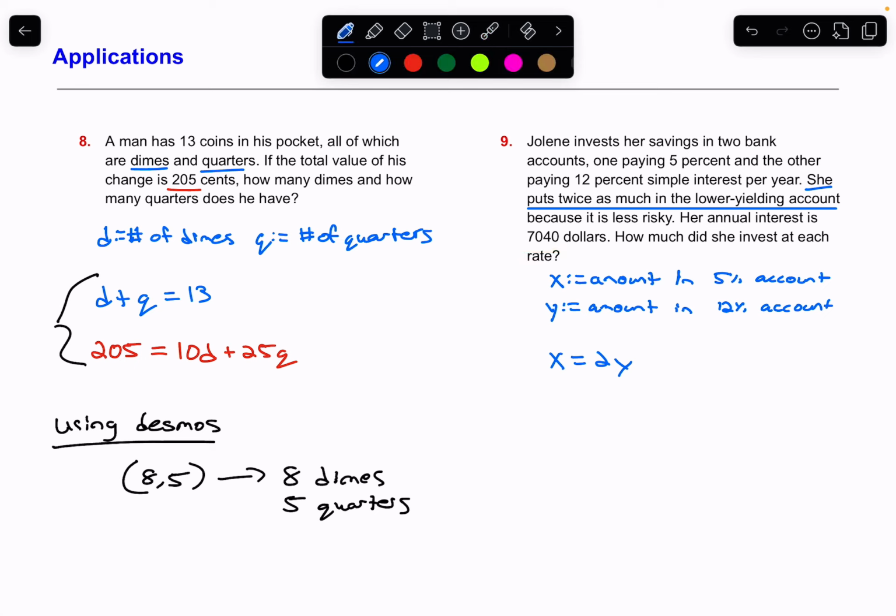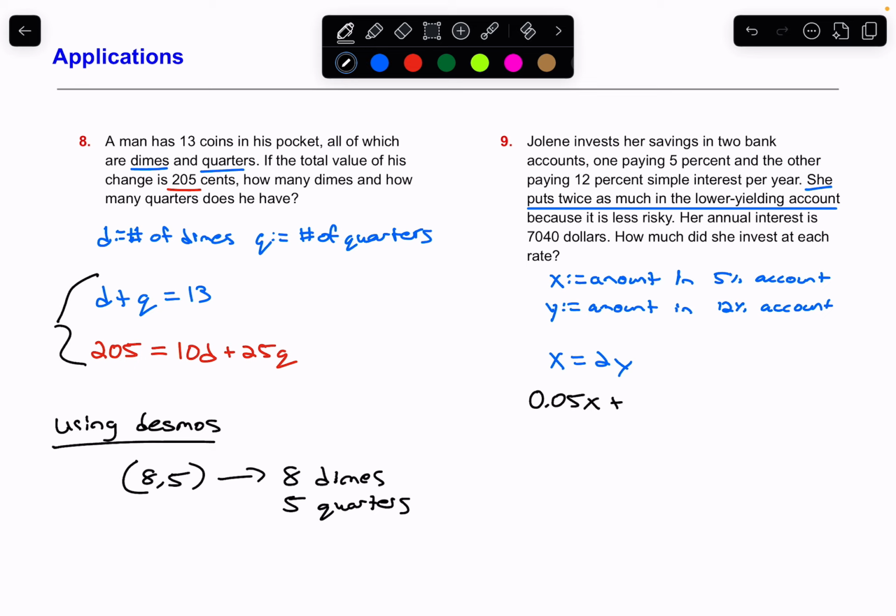So simple interest is calculated by multiplying the amount invested times the percentage. So if you want to calculate how much interest you get at 5%, you multiply 0.05, which is 5% as a decimal. Remember, early on in this class, we learned how to turn percents into decimals. So 0.05 multiplied by X, this is the amount of interest she earns from the 5% account.